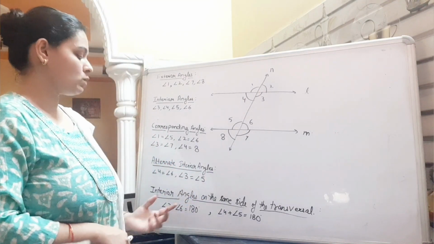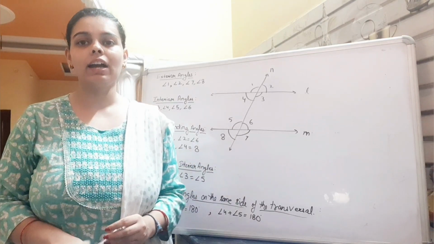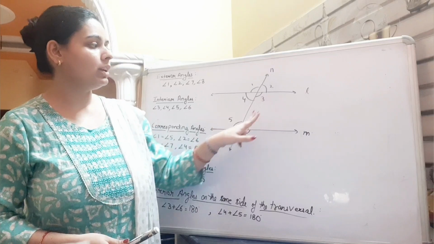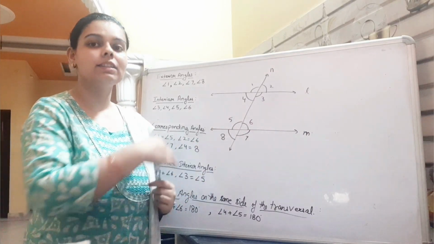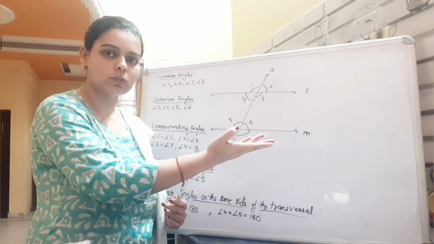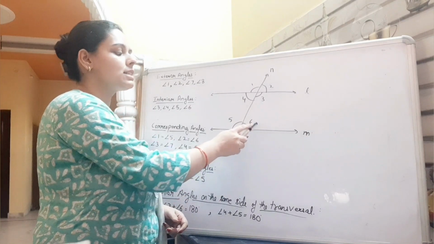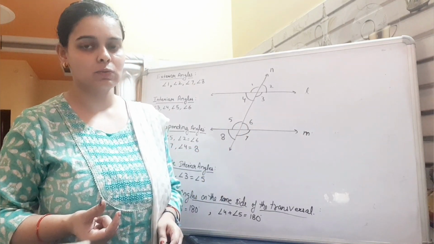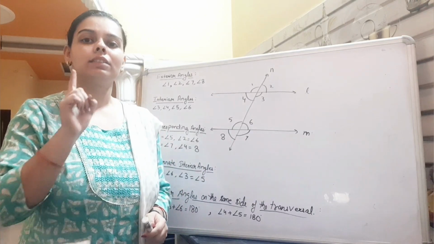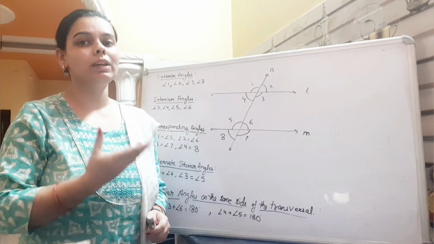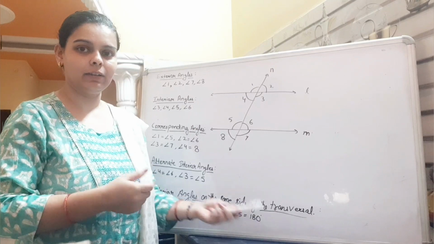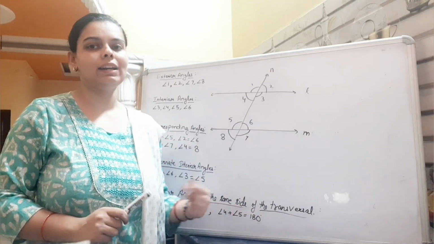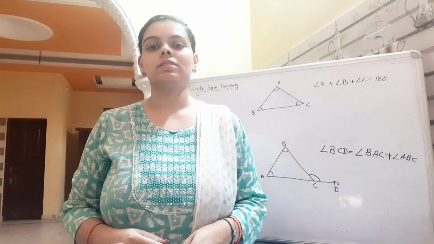Next one is interior angles on the same side of the transversal. Like 3 and 6, which are on the same side of the transversal. 3 and 6 form interior angles on the same side of the transversal, and the sum of these angles will be equal to 180 degrees.